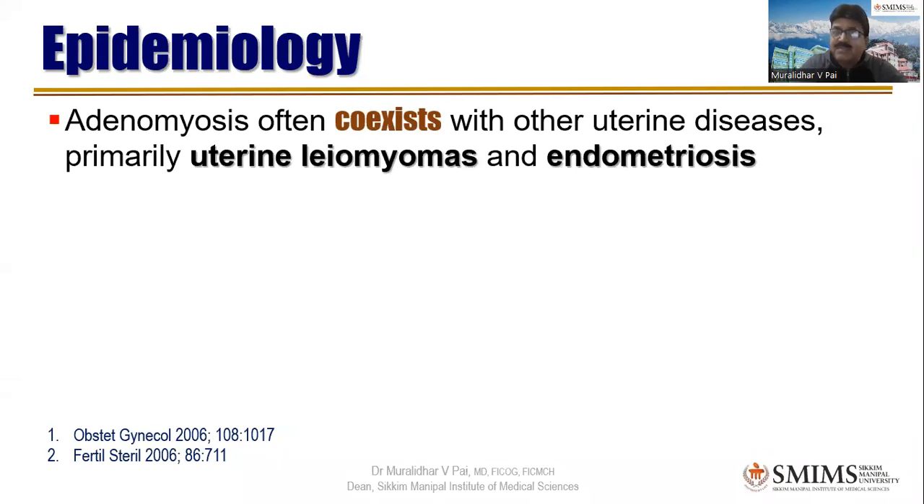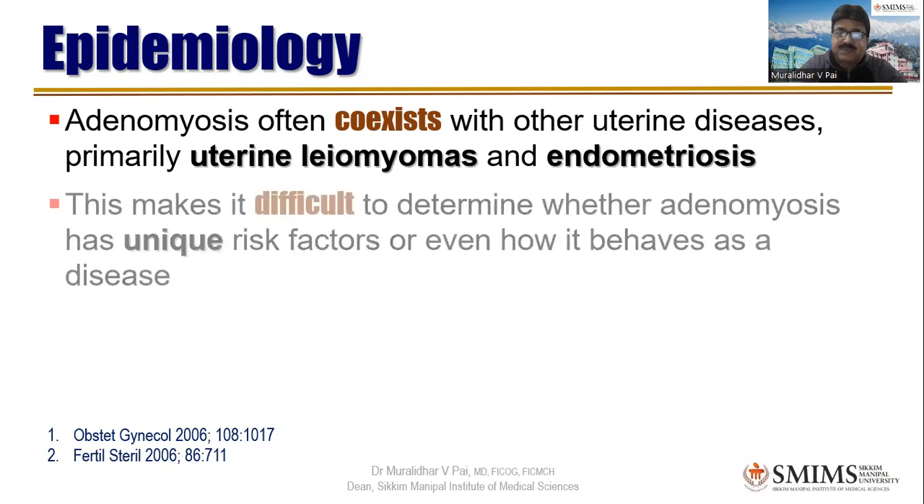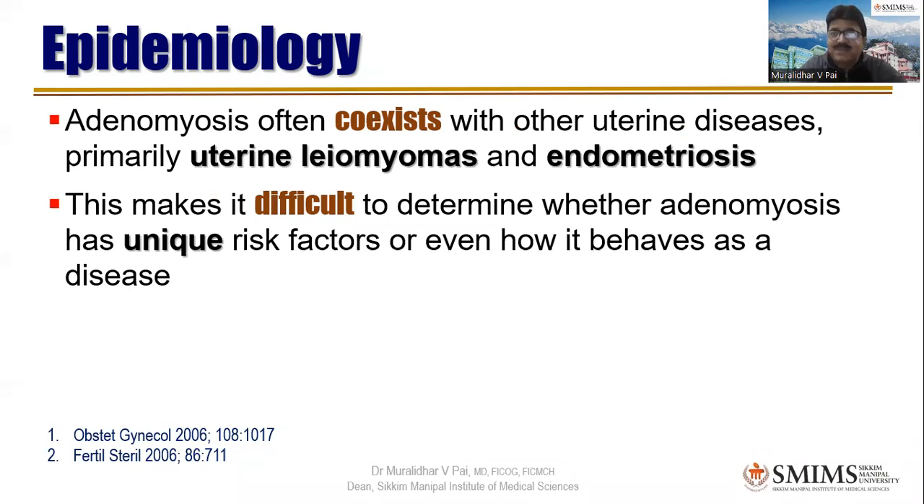Adenomyosis, as I already mentioned, often coexists with other uterine diseases, primarily uterine leiomyomas and endometriosis. This makes it difficult to determine whether adenomyosis has unique risk factors or even how it behaves as a disease, because it is always overlapping with leiomyomas and endometriosis. So nobody knows exactly what the typical or unique risk factor for adenomyosis is. As I told you, behind all three of them, there is hyperestrogenism. All three of them will have dysmenorrhea. All three of them will have some amount of AUB. And all three of them can have infertility. So the unique nature of adenomyosis is very difficult to make out. But of course, fibroid uterus we can make out, and endometriosis we can make out.